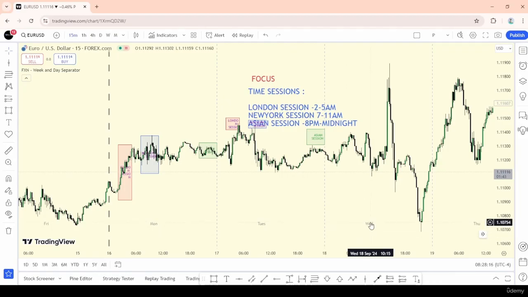So I'd advise you to start in your chart, be outlining your session zones like this, because yes, you may have the indicator, but it's also good to make your mind remember these things.